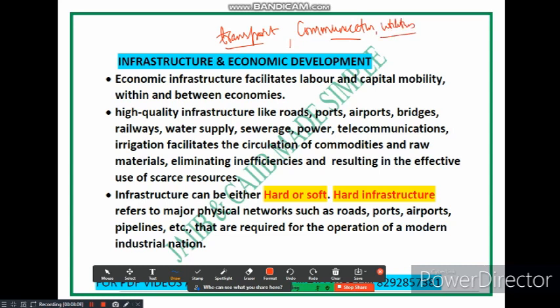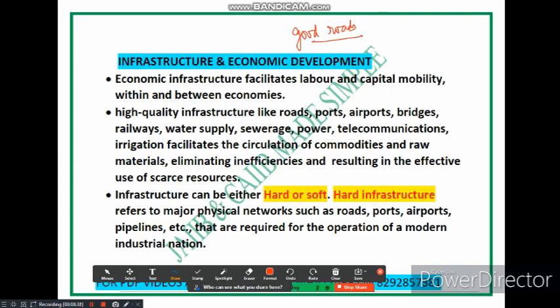When we have well developed infrastructure, it becomes easier for people and capital to move around both within the country and between different countries. For example, suppose there are good roads, a good airport and communication network. It becomes easier for workers to commute to their workplace and for goods to be transported to different markets. This mobility allows businesses to grow, create job opportunities and attract investment.